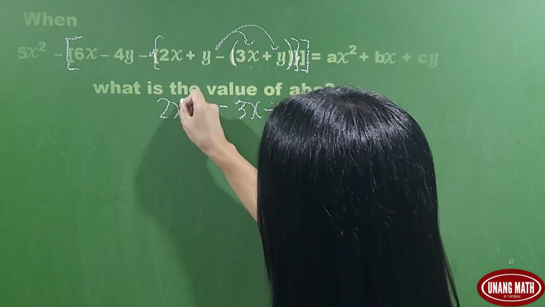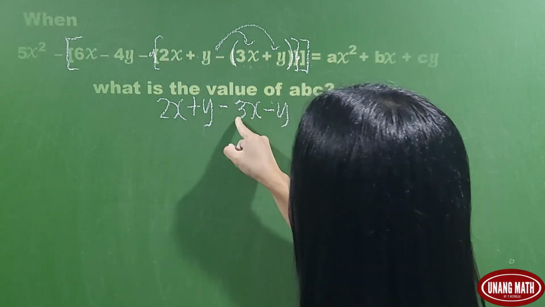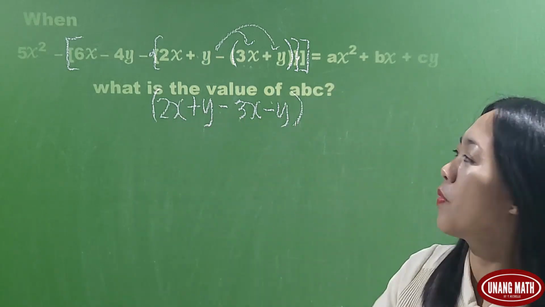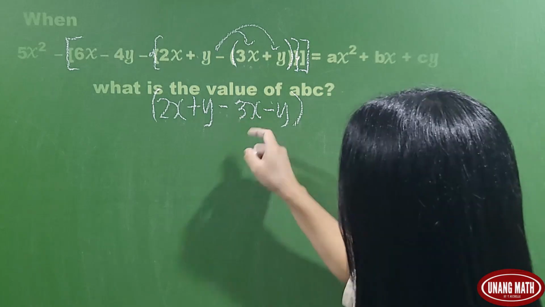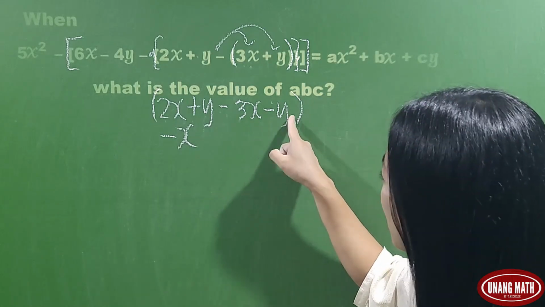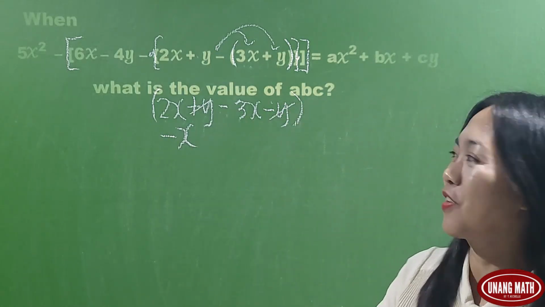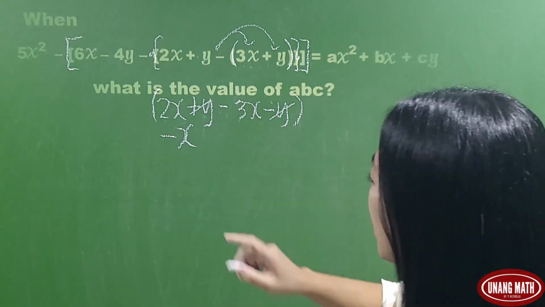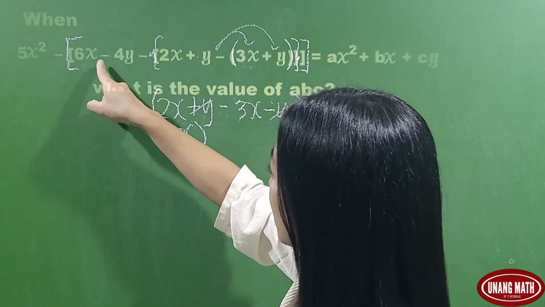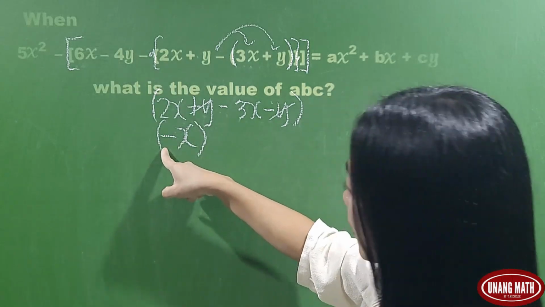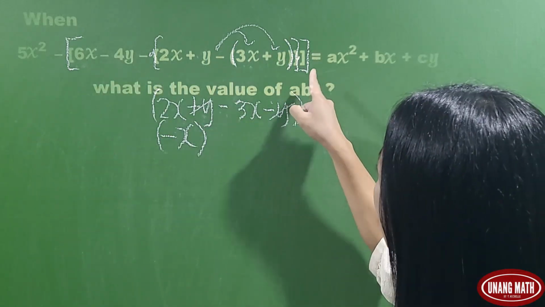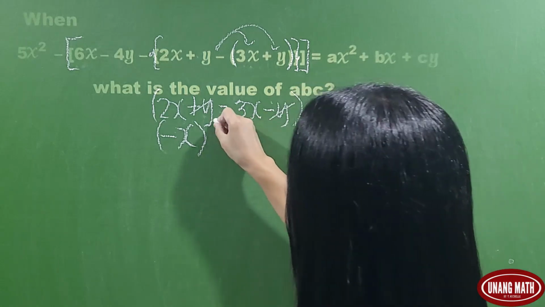So 2x plus y minus 3x minus y. Okay, if we are going to simplify this one, 2x minus 3x, that would be equal to negative x. And then y minus y, this will be cancelled, or this is equal now to 0. Okay, now, since this term 6x minus 4y minus this expression inside the parenthesis negative x, these are still inside these brackets.